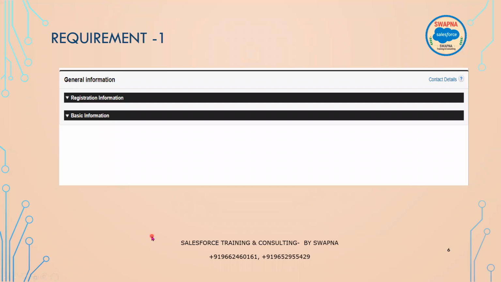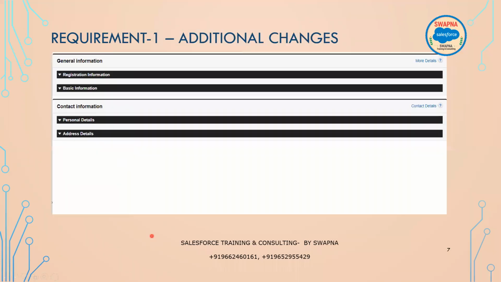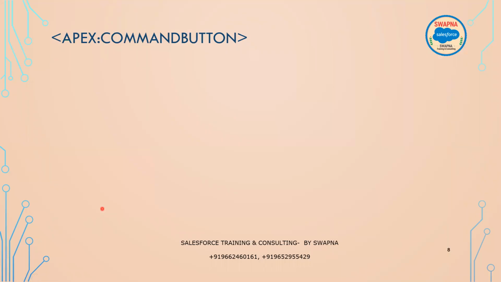Okay, let's move on to the next topic. Now this is additional changes which we have already done. We have added the contact information. We have added the person details. We have added the address details. Right. Next one, we have a command button. Next tag is command button.